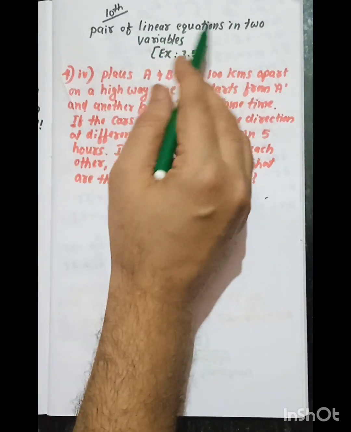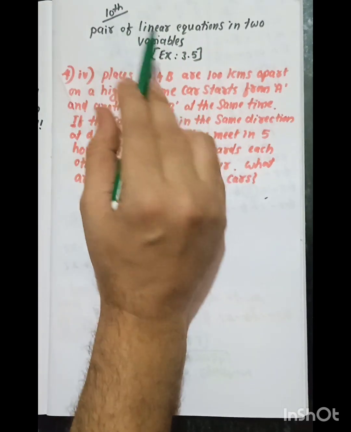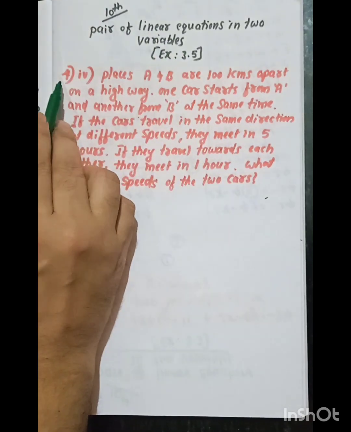Let's learn pair of linear equations in two variables of 10th standard exercise 3.5. Fourth problem in that, small 4.